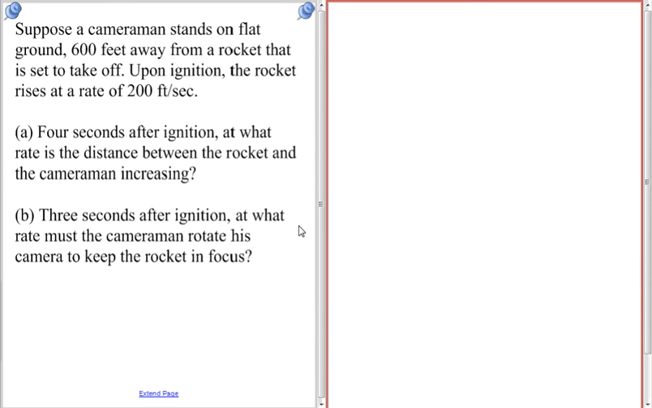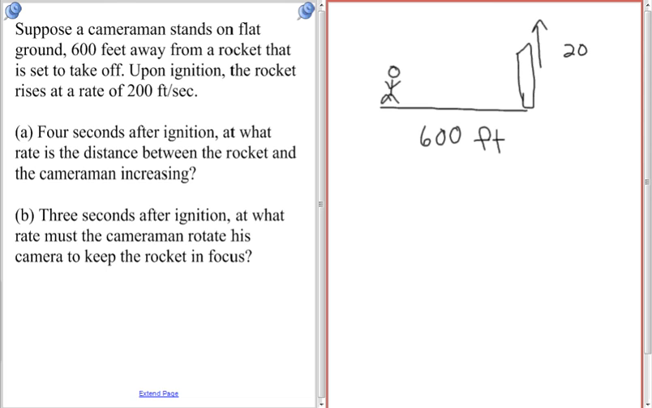For these problems, and in similar problems, when we have a type of picture that we could visualize, it often helps. So let's start off by seeing what is actually happening here. We have our cameraman. He's standing on flat ground, and here is our rocket over here. The cameraman stays a distance of 600 feet away from the rocket. The rocket starts to take off, rising at a rate of 200 feet per second.